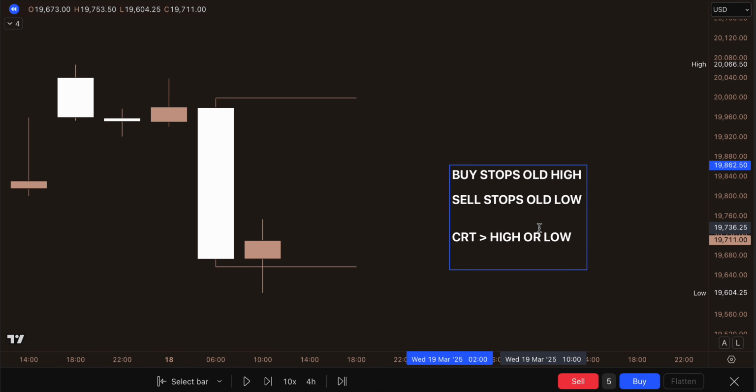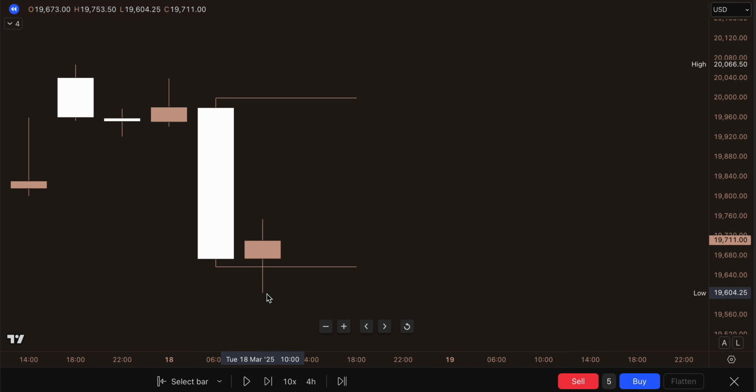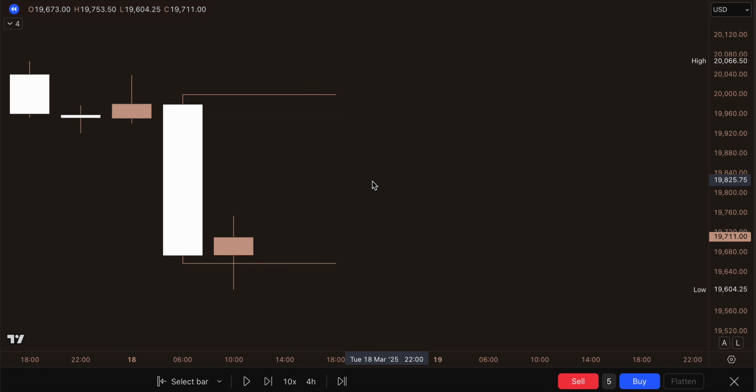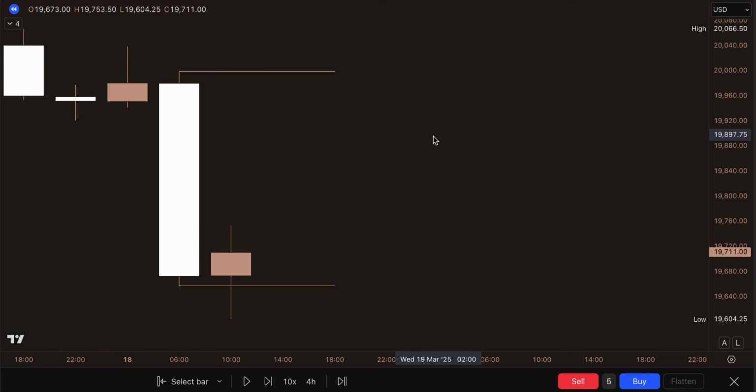So of course, in this scenario, we wick below. We're expecting higher prices to take out buy stops. How do we validate this? The lower time frame, and write this down, the lower time frame entry sequence validates the higher time frame CRT. Write that down, and I'm going to show you quickly what that looks like.